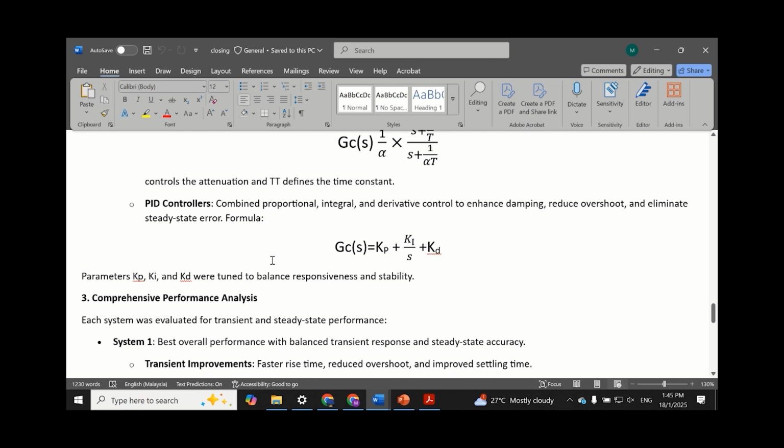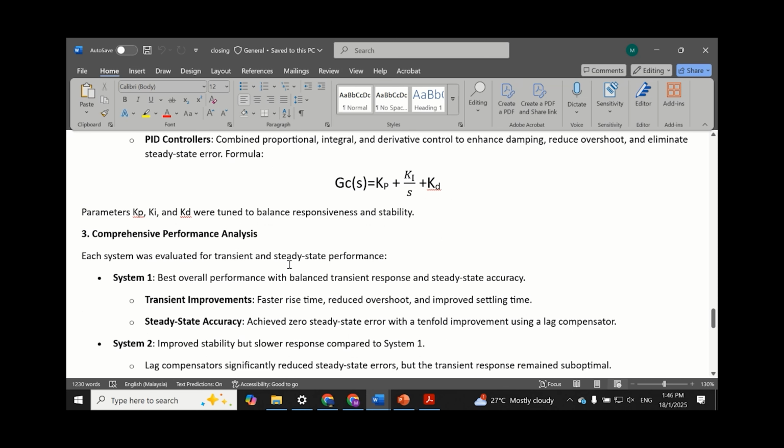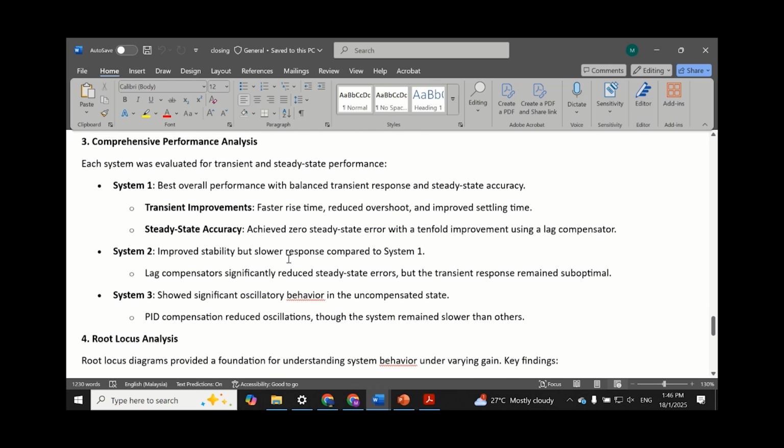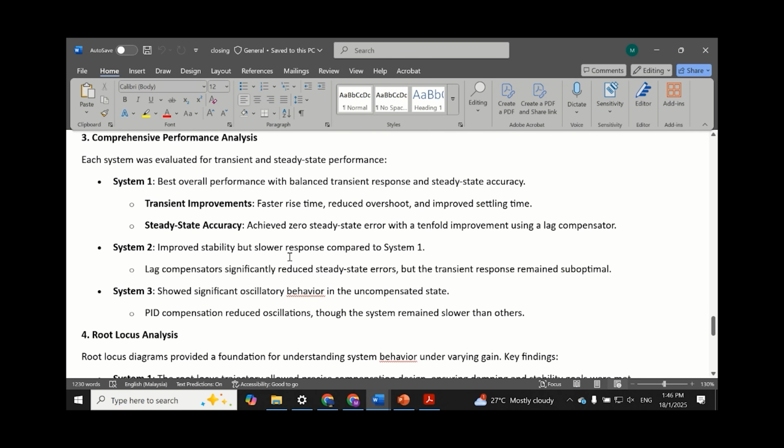The PID controller combines proportional, integral, and derivative control to enhance damping, reduce overshoot, and eliminate steady-state error. The formula is Gc equals Kp plus Ki over s plus Kd s. Parameters Kp, Ki, and Kd were tuned to balance responsiveness and stability. Each system was evaluated for transient and steady-state performance.